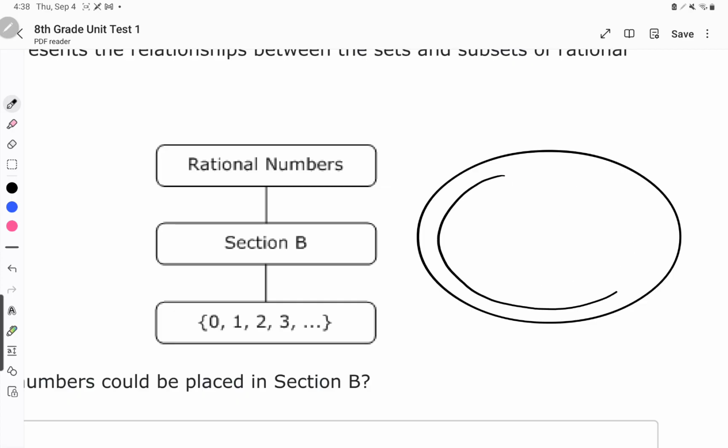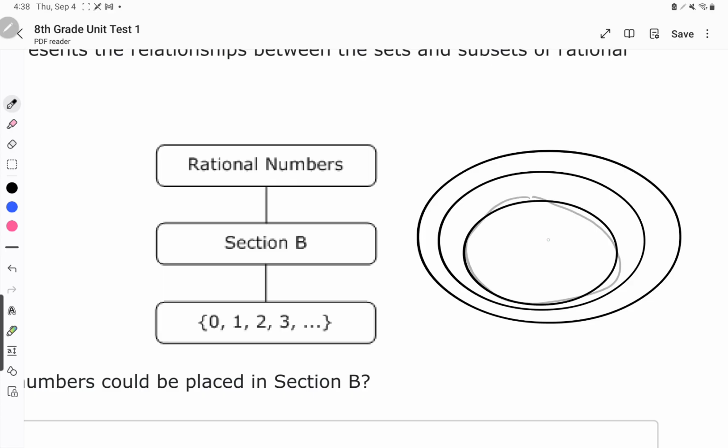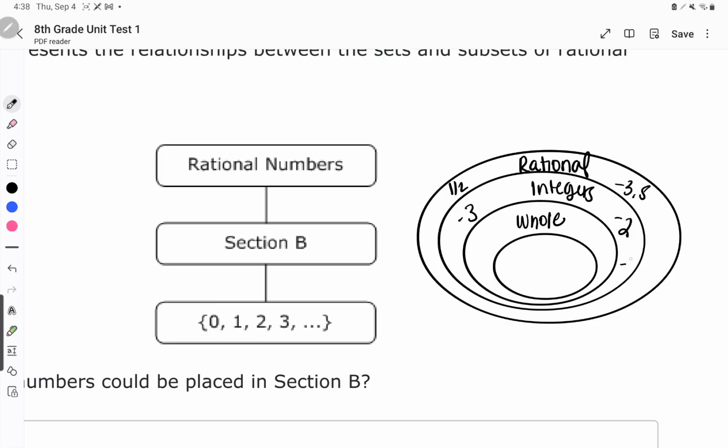Now the way that you usually see it is not how it's written right there. You usually see it written more like this, where you have rational numbers, and then what comes after rational numbers? Integers, and then your whole numbers. Now, rational numbers are your fractions and your decimals. Integers are your negative whole numbers. And then natural numbers, yeah, that goes there right there.